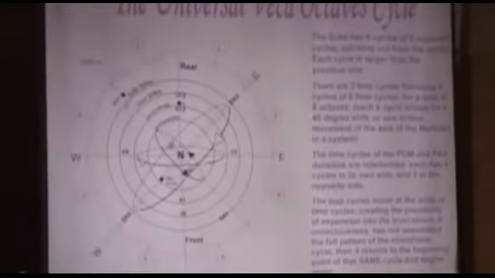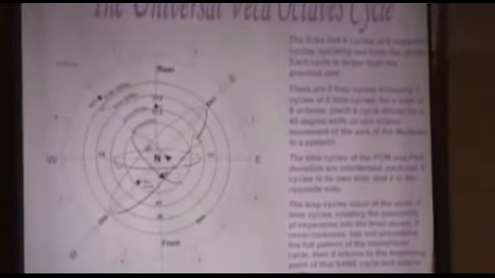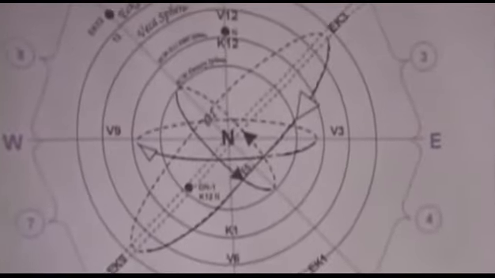And just to remind you of the time cycles, the Eka has 6 time cycles of 6 expansions each, cycling out from the center, and each one of those is larger than the previous one. And then there's 2 leap cycles following that 6 cycles of 6, which creates the 8 octaves, which goes with the 8 of the monad.